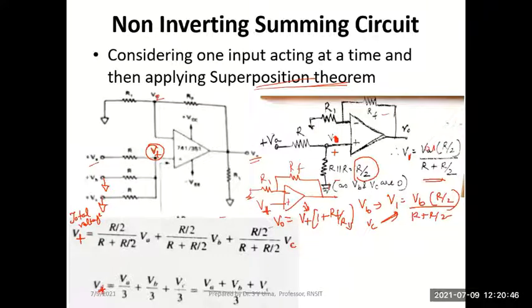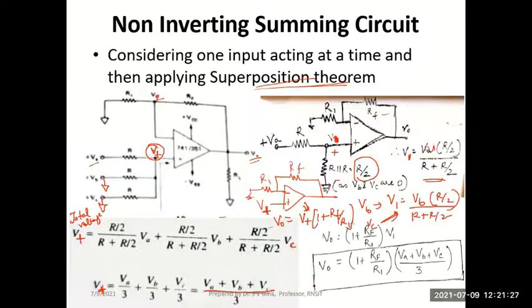We could rewrite this V plus as we can see. If I have R by 2 divided by R plus R by 2, I showed you yesterday, this becomes 1 by 3. So VA into 1 by 3, or VA by 3, plus VB by 3 plus VC by 3. Or in other words, the total voltage is VA plus VB plus VC by 3. That is the input given at the non-inverting terminal. This happens because we have used all three resistors to be equal. Since all the three resistors are equal in value, I can combine like this and it will simplify to VA plus VB plus VC by 3.